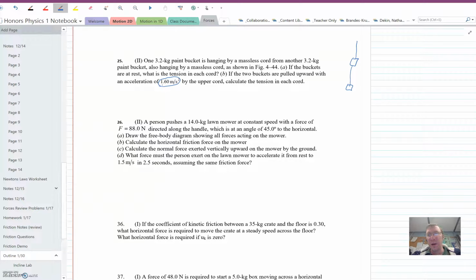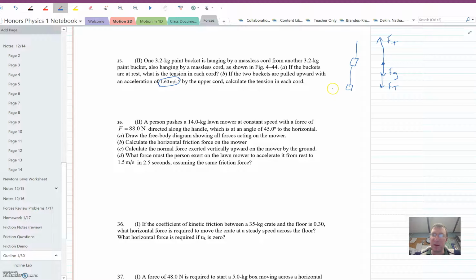We'll start with a free body diagram for the top bucket. Now, the top bucket definitely has a rope pulling it up, tension. It also has the force of gravity acting on it. On top of the force of gravity, there is tension in the rope because the bottom bucket is also being pulled down. So that's the top bucket.